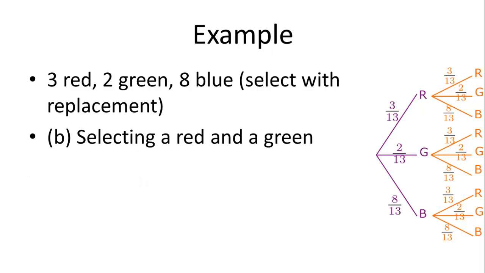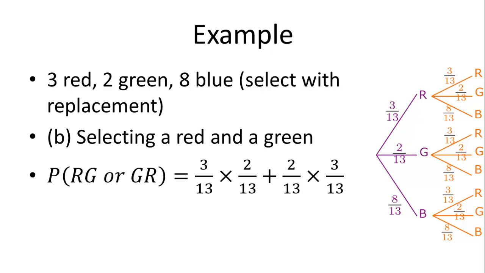What about selecting a red and a green? Well, here now we have 2 different ways of getting red and green. We can have red first then green, or green first then red. Follow along. That's 2 possibilities to get there. Add them together, and we get 12 out of 169 ways of getting a red and a green marble together.